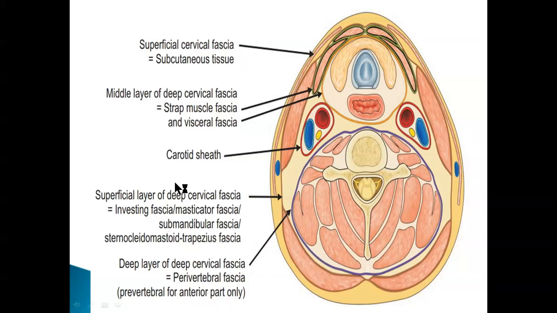So here, as we can see, it's written superficial layer of deep cervical fascia. That is, we are talking about the investing fascia over here. Investing fascia is covering your two muscles. One is your sternocleidomastoid, one is your trapezius muscle, and it will cover your submandibular gland and parotid gland also, which will give the submandibular fascia, which we will discuss in a later part.